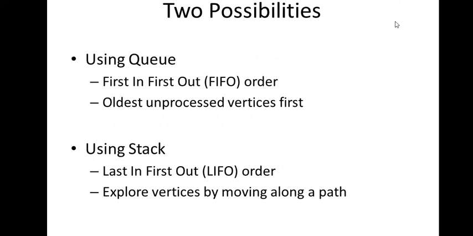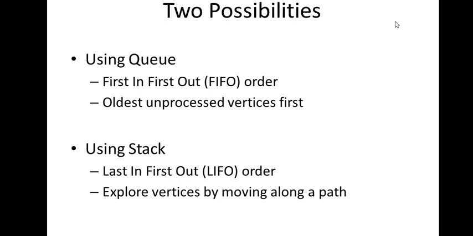Graph traversal can be done with the help of two types of data structures. One is queue, the other one is stack. Queue, as you all know, is the first in first out order, that is FIFO order. Here, the oldest unprocessed vertices are considered first. The second possibility is using stack, which is operated using the technique last in first out, LIFO order. Here, we explore the vertices by moving along a path.